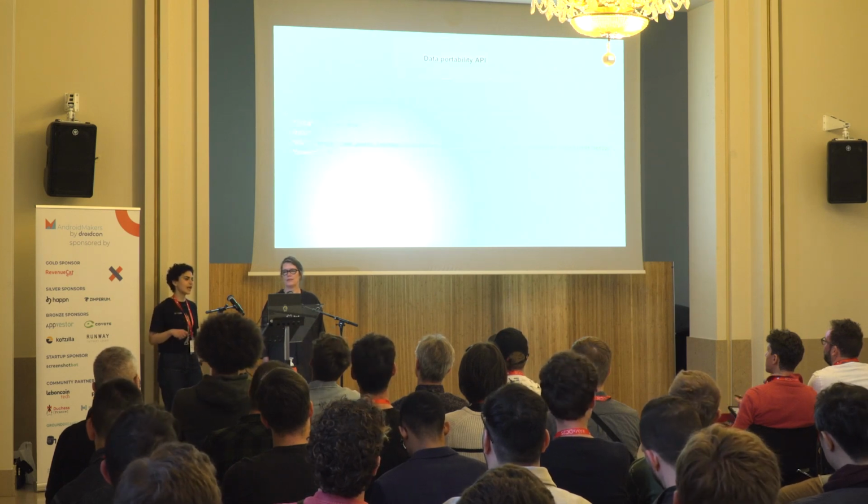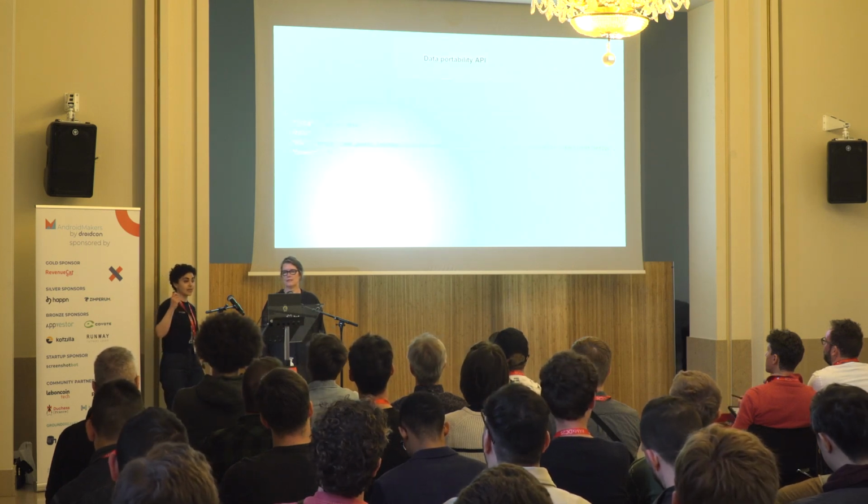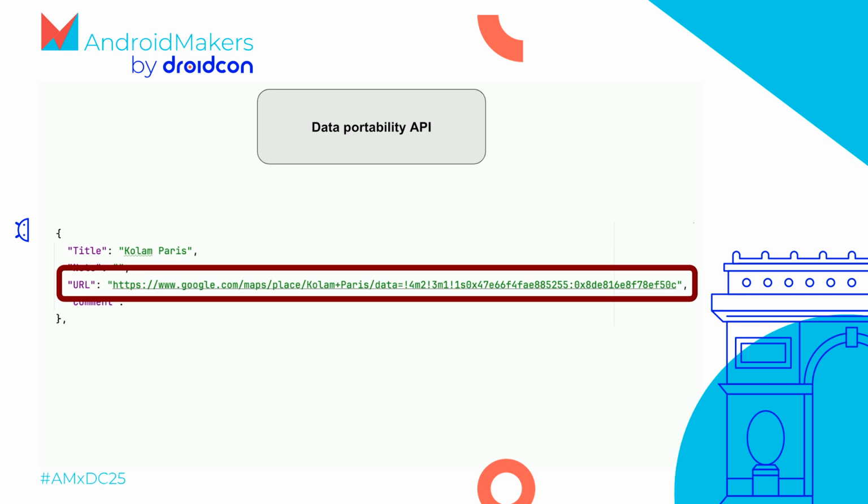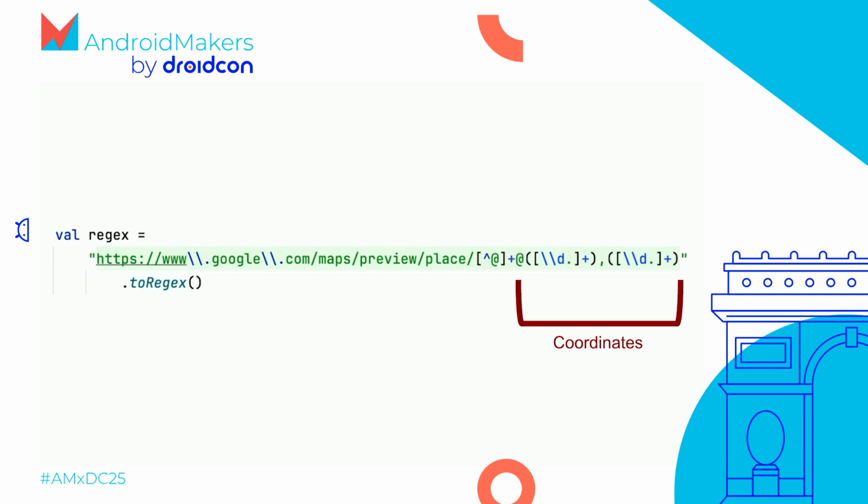So first, I had to get my saved places on Google Maps. For this, I use the data portability API. You see here in the response, there's the URL property. Now, from this URL, I had to somehow figure out the coordinates of the place. This is also super interesting to know, but I won't bore you right now with the details. Let's say we have the coordinates.